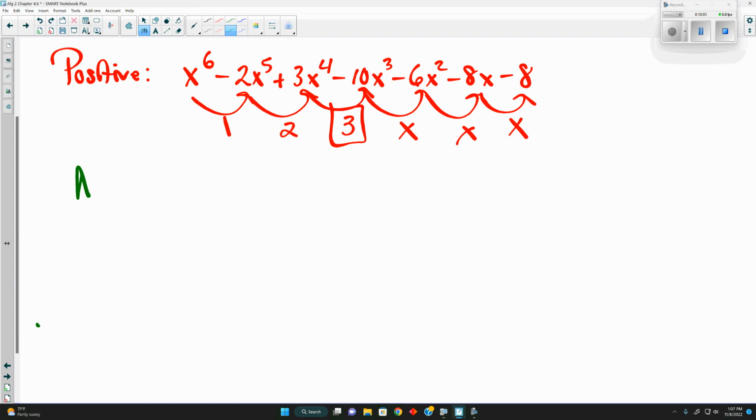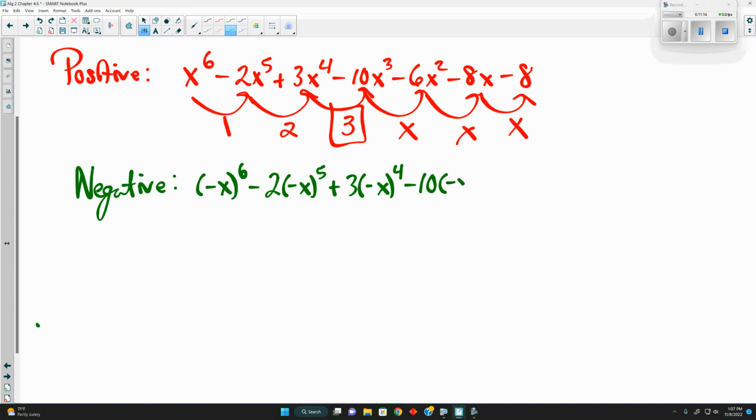Now, negative was f of negative x. All that's saying is every place there's an x, we're going to replace it with negative x. So we'll have negative x to the 6th, minus 2 times negative x to the 5th, plus 3 times negative x to the 4th, minus 10 times negative x cubed, plus 6 times negative x squared, minus 8 times negative x, minus 8.